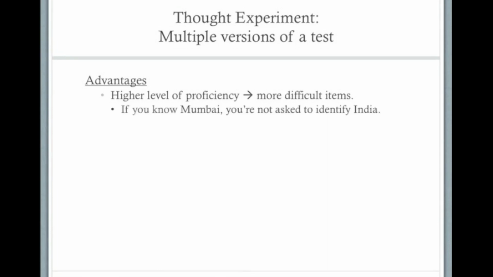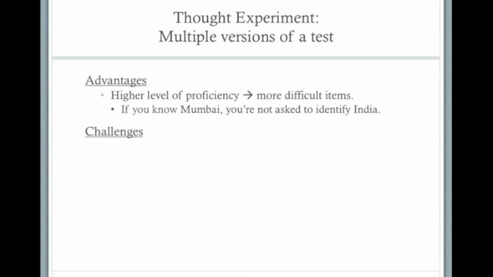It might have already crossed your mind that Khan Academy doesn't need to restrict itself to a single version or a single sample. They can have multiple versions of a test and they can give multiple samples to different people. And this has huge advantages. It's much more personalized. For example, someone with a higher level of proficiency can be matched with more difficult items. If you can identify Mumbai, Khan Academy doesn't need to ask you to identify India.